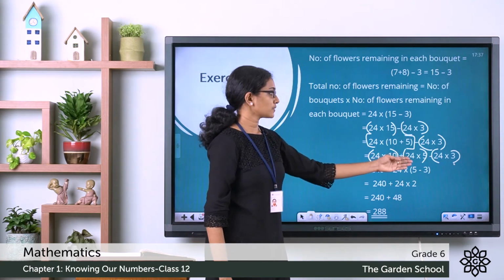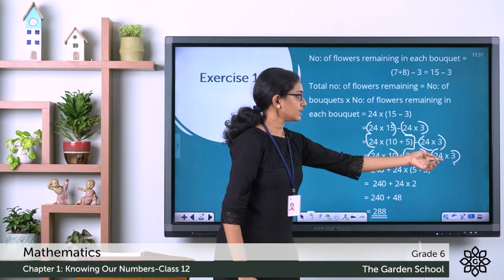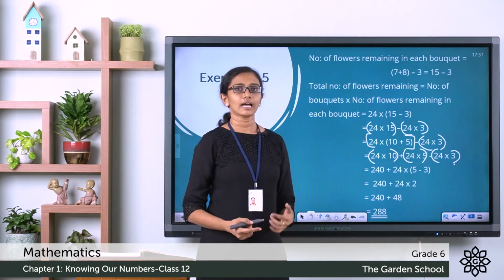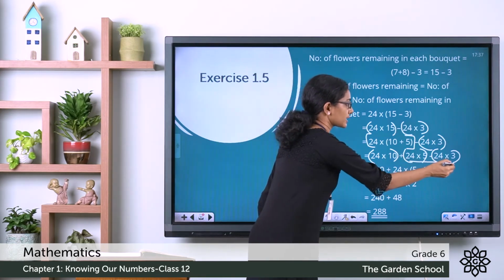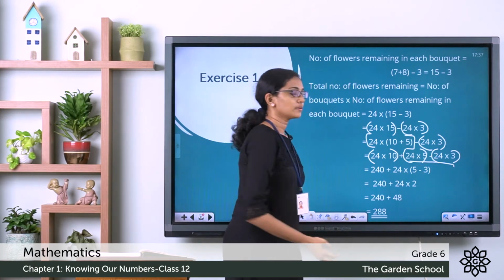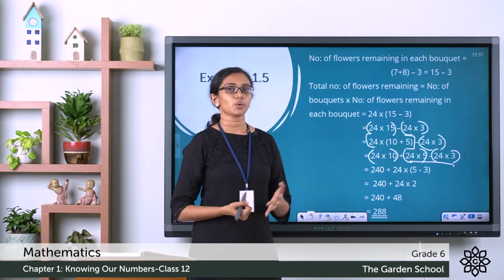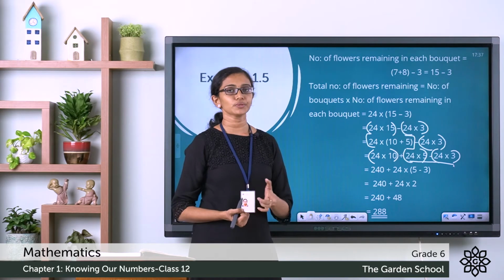See, here this 24 is common to these two parts. So, we have taken 24 as a common number here and we are going to rewrite this part as 5 minus 3, which is the same as 24 into 5 minus 24 into 3. So, what is 5 minus 3? It is equal to 2.